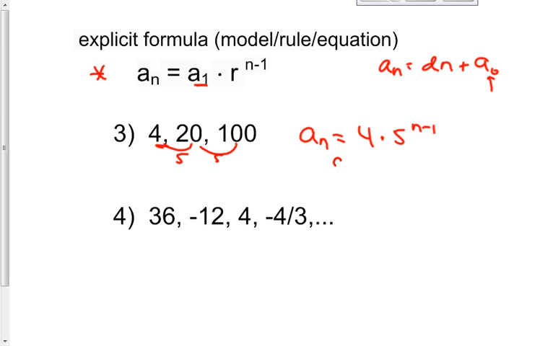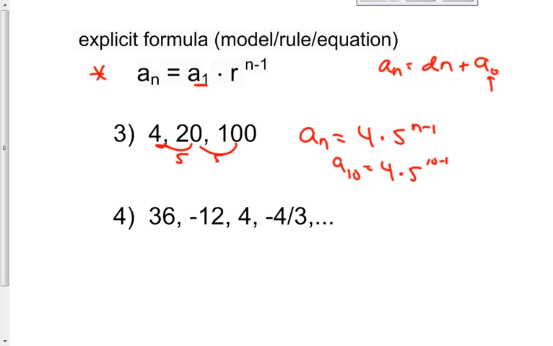So say, for instance, you wanted the 10th term, 4 times 5 raised to the 10 minus 1. And then you would just punch in your calculator 4 times 5 to the 9th, and you would come up with your answer. Now these are going to be all exponential, which means they take off in a hurry. Your answers are going to get very large very quickly. So don't be surprised if you get very large answers for some of these numbers down the line in your sequence.